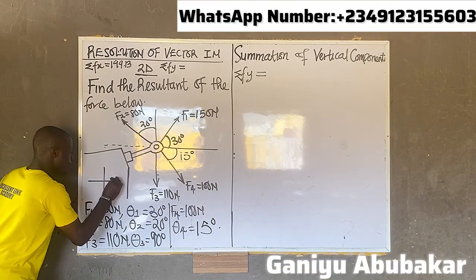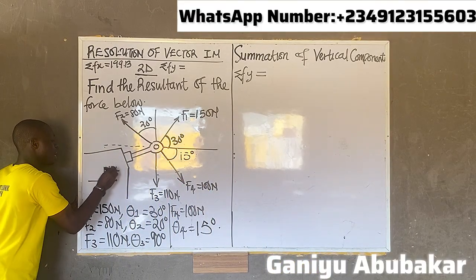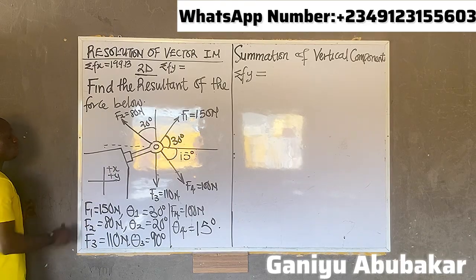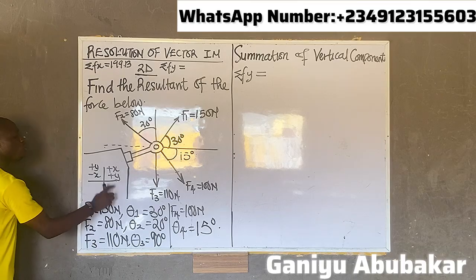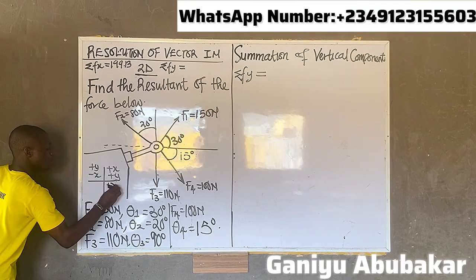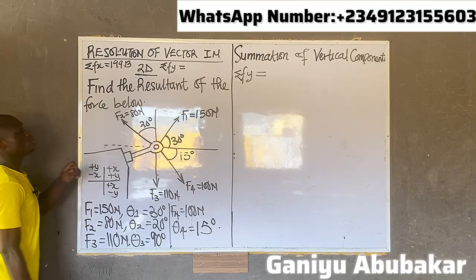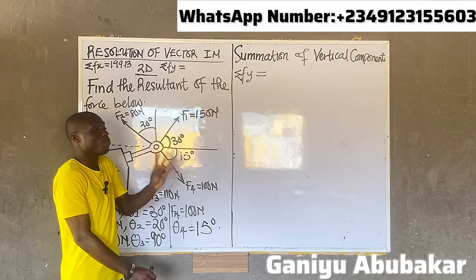We said quadrant 1, both x and y are positive. Quadrant 2, y is positive, x is negative. Quadrant 3, x is positive, y is negative. So whatever I'm doing here, all my answers were positive.